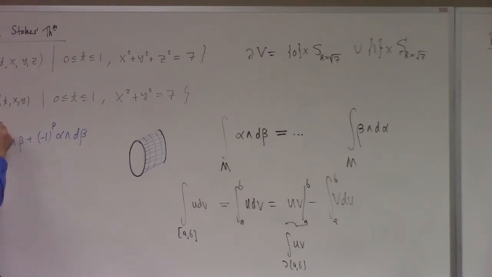Number of, it's the degree of alpha as a form. So alpha is a P form. So if alpha is a 1 form, we get a minus there. If alpha is a 2 form, we get a plus, and so forth.